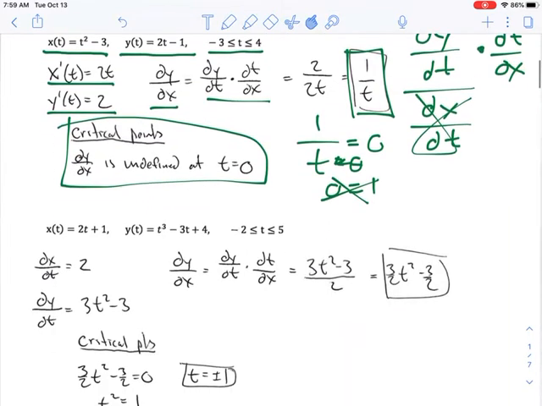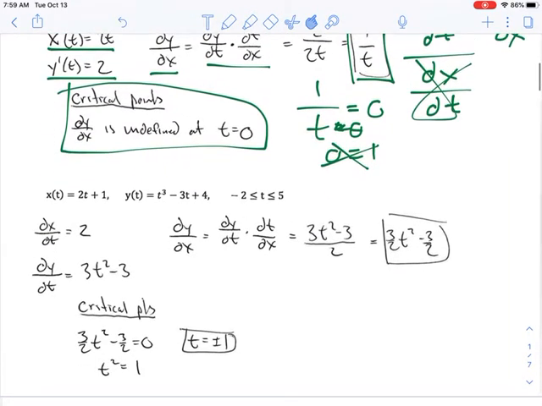Second example. We have x as a function of t is 2t plus 1. And so the derivative of that, dx/dt, the derivative of x with respect to t, is 2. And y as a function of t is a cubic polynomial. And so the derivative of that with respect to t is 3t squared minus 3.